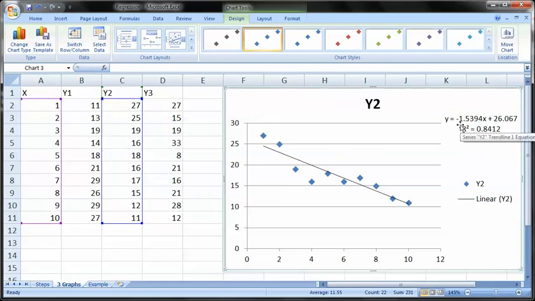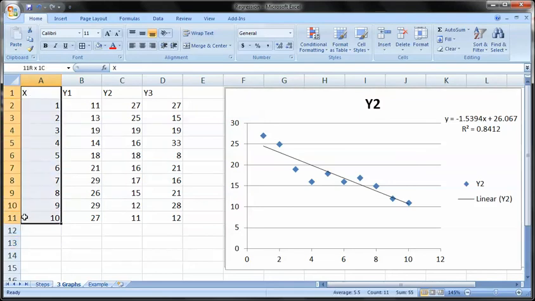And looks like, yep, negative 1.5 x for our slope, 26 for our intercept, so it's going to cross the x-axis over here, and then an r squared of 0.84. Again, highly correlated, nice good regression, everything looks really good.